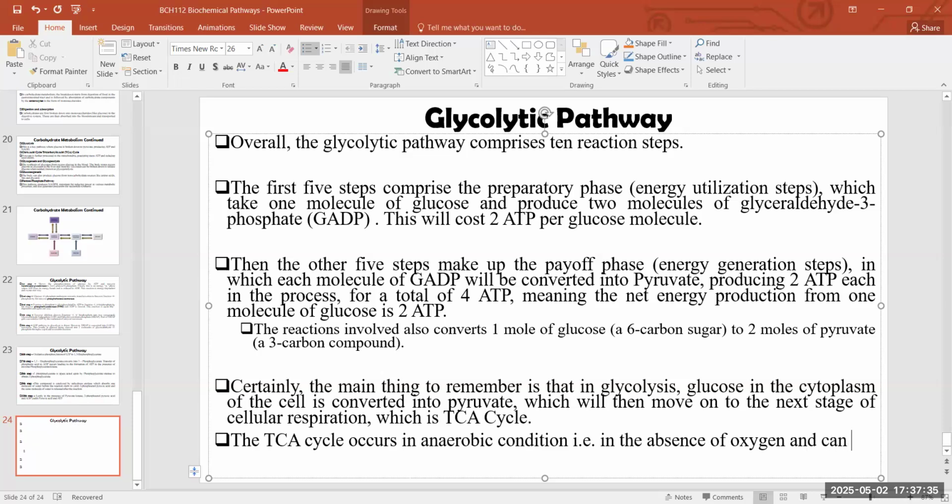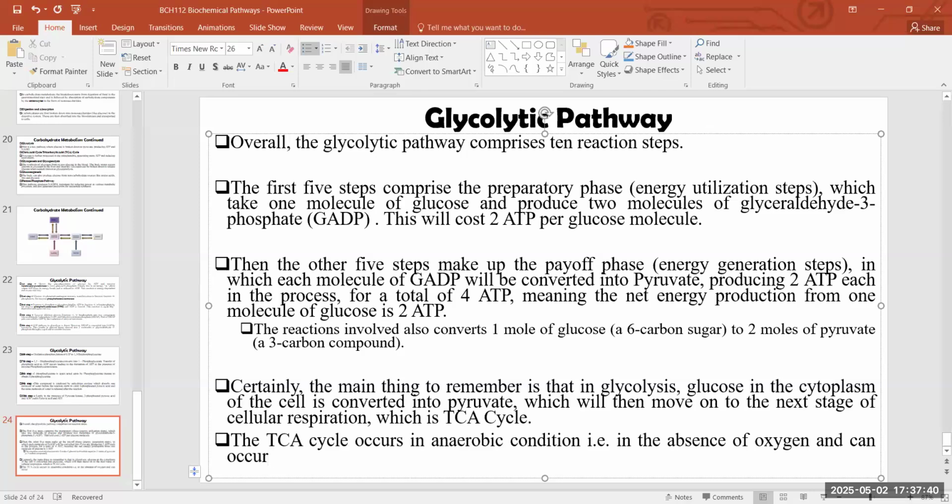And can occur both in prokaryotic, let's start with eukaryotic, and prokaryotic cells. This is what I wanted to add, because it's very important for you to know.